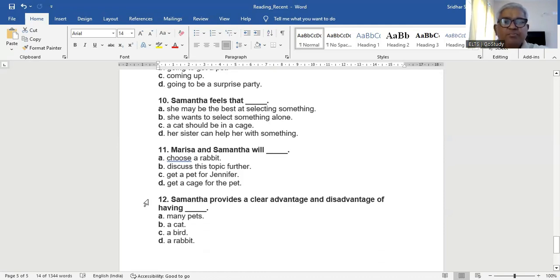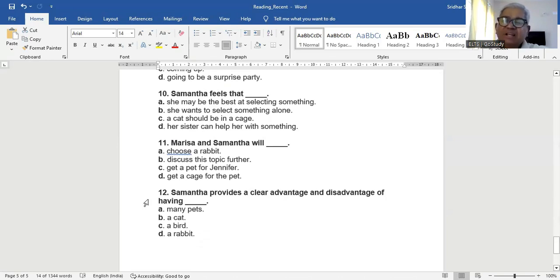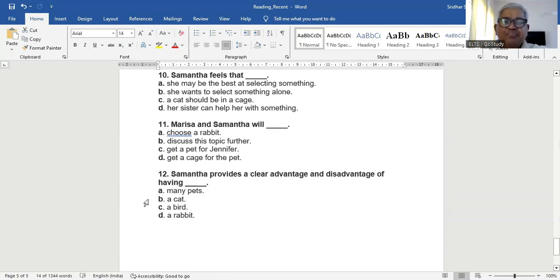Okay, so question number 11. Marisa and Samantha will dash A, choose a rabbit. B, discuss this topic further. C, get a pet for Jennifer. D, get a cage for the pet. Marisa and Samantha will discuss this topic further, is what we inferred from the paragraph. So B is the right answer.